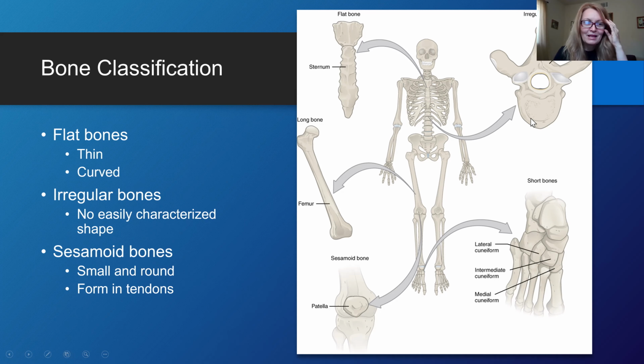I'm sorry. English is not my first language, so I do apologize if sometimes I'm not using the perfect word to describe those bones, but I'm trying my best. So we mentioned irregular bones. Sesamoid bones are small and round, and they are found in tendons. For example, the patella would be an example of a sesamoid bone.